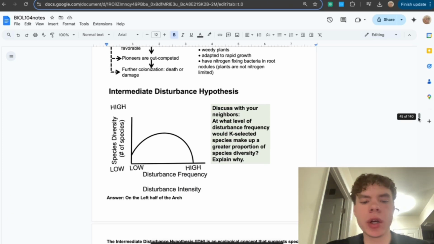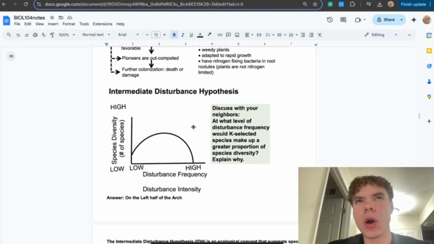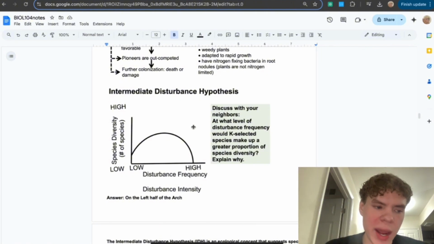Our intermediate disturbance hypothesis says that if we have an environment that has a really high frequency of disturbance, we're going to see a lot more R selected species, because we said earlier that the K selected species are not as good at surviving large disturbances. Kind of like 66 million years ago when the meteor hit Mexico and all the dinosaurs died out, yet all the little mice stayed alive.